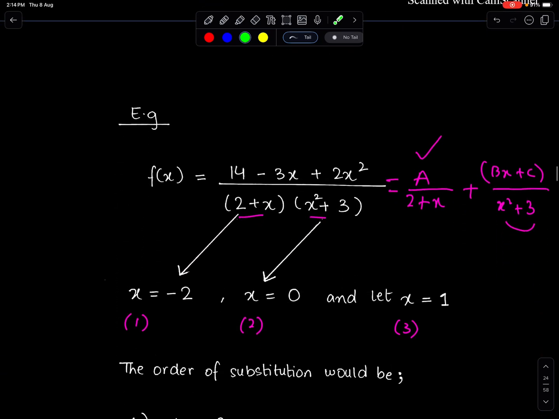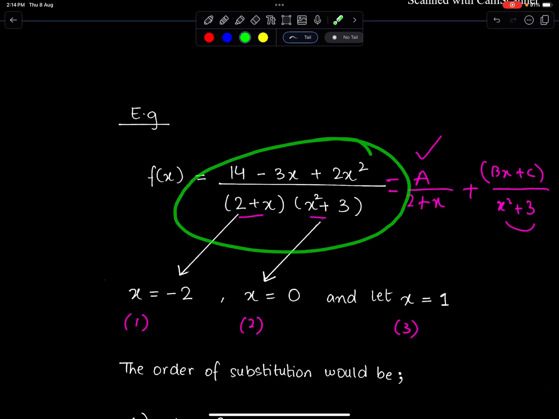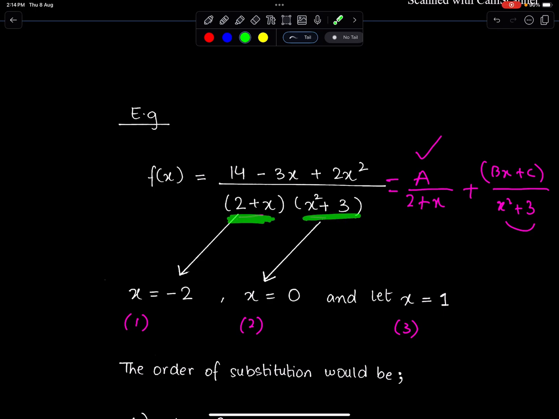Another example. In this example, we have two factors. One is linear and one is quadratic. So this fraction can be split into two fractions. One for linear and one for quadratic. This factor is linear, so write constant here. This factor is quadratic, so write a linear factor here.